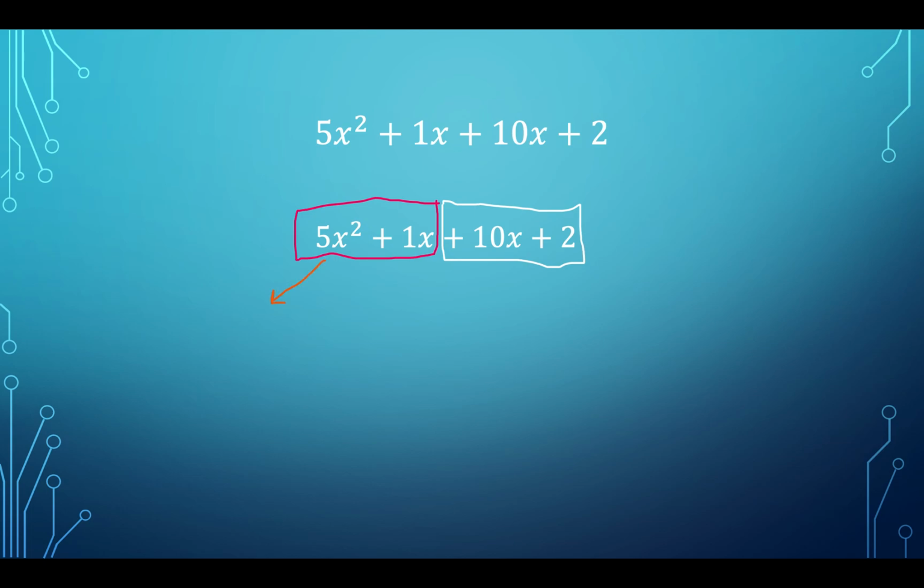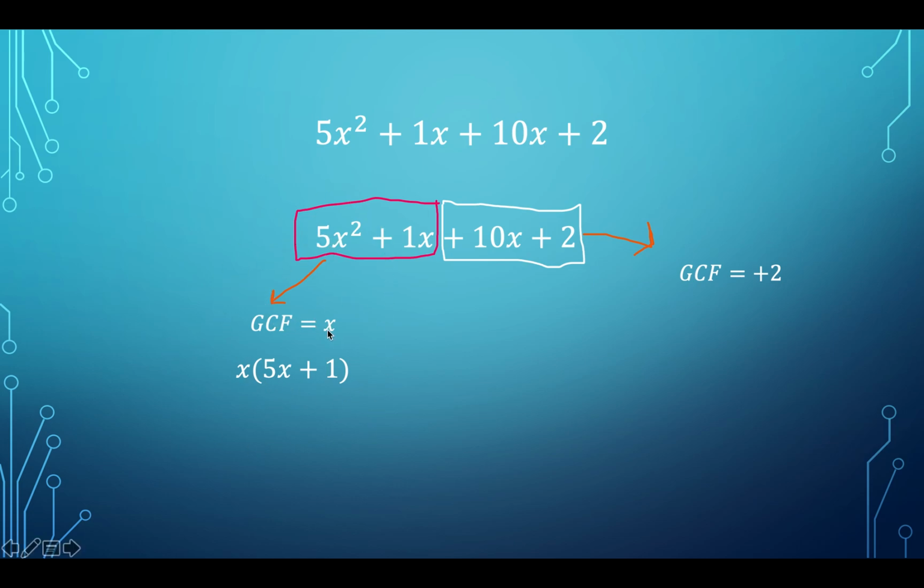Find the greatest common factor. What's the greatest common factor between 5x squared and 1x? The greatest common factor is x. So let's go ahead and do the one in the white box. What's the greatest common factor between positive 10x and 2? The greatest common factor is positive 2. So you could start writing the positive and negatives if that's going to help you to see the sign. So next thing, let's go back and work with this box.